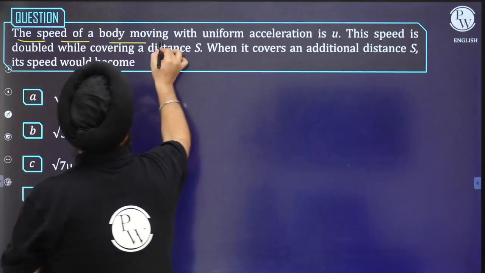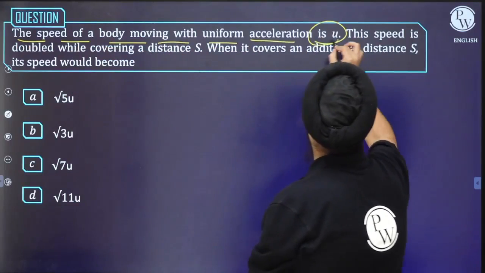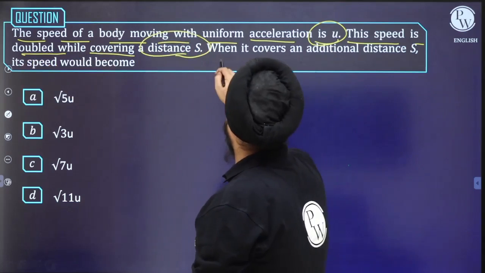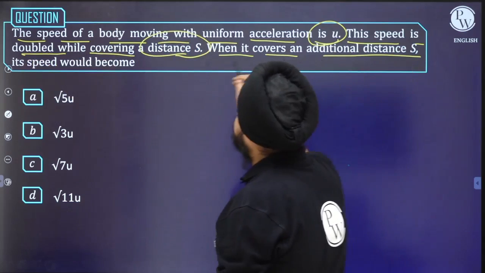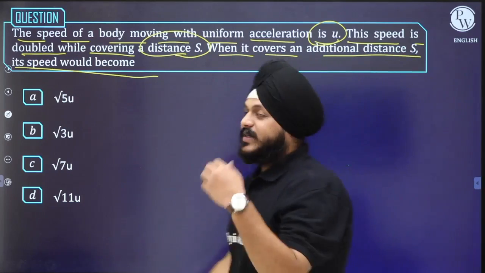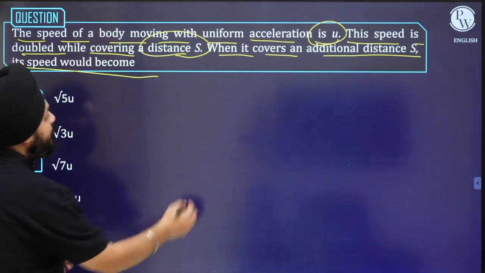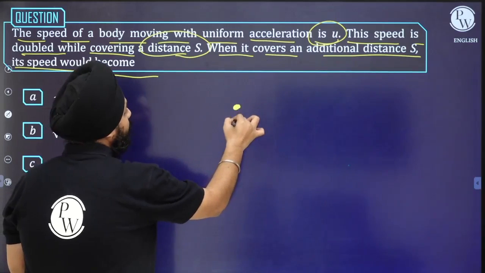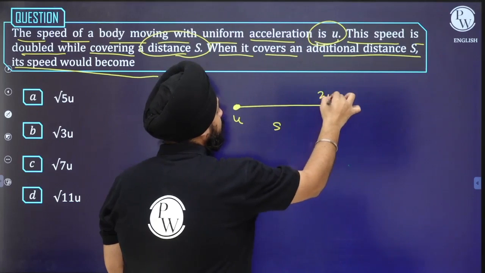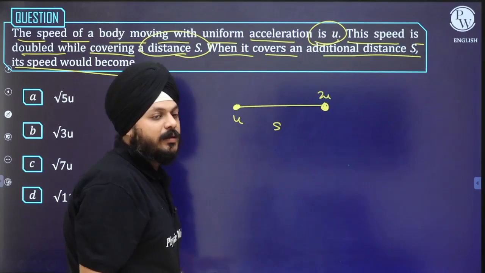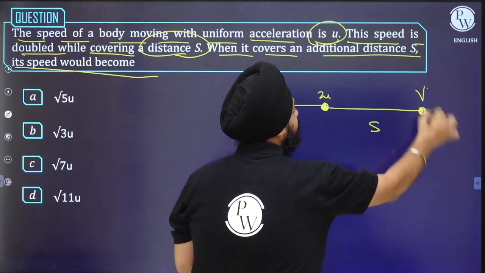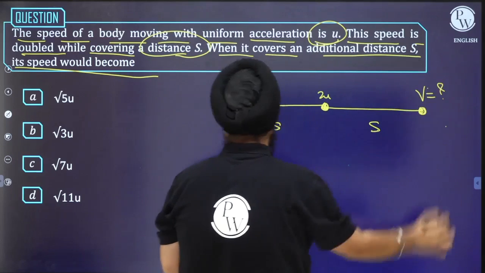The speed of a body moving with uniform acceleration is u. This speed is doubled while covering the distance s. When it covers an additional distance s, its speed would be? Whatever the data is given, suppose the particle is starting from u. While covering the distance s, its speed becomes 2u. What will be the speed of the particle when it covers the additional distance s? What will be the value of v?